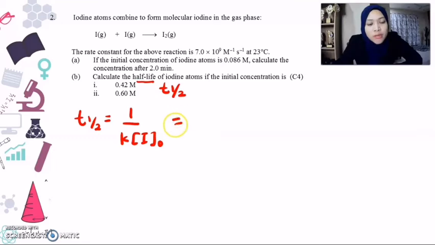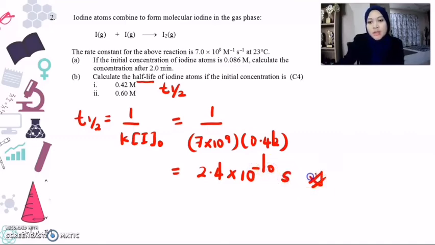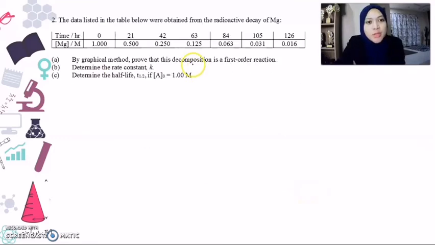We already have all of the information given. 1 over k is 7 times 10 to the power of 9 times 0.42. So we will get our t half here as 2.4 times 10 to the power of negative 10 seconds. Don't forget to put the unit for the time, as the unit is compulsory for you to get your mark. And for part 2, you can calculate it yourself as it uses the same way as part 1. Let's go to the next question.